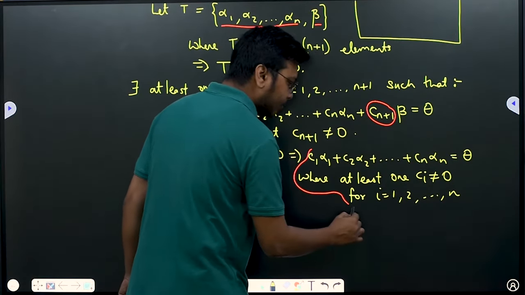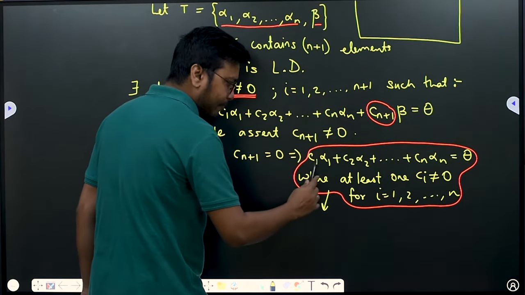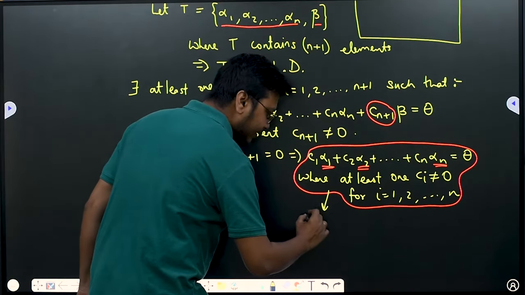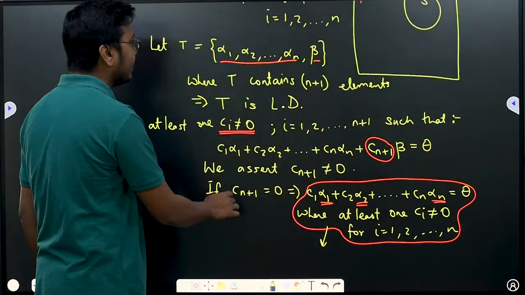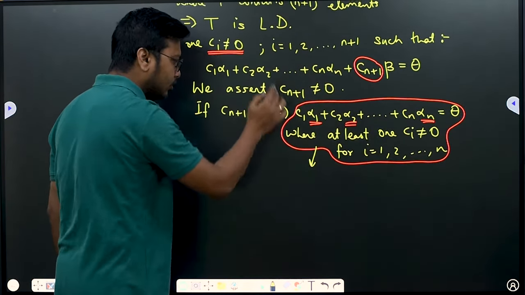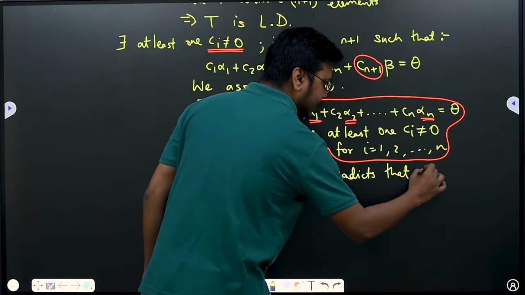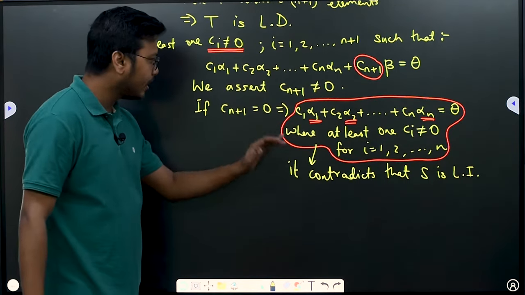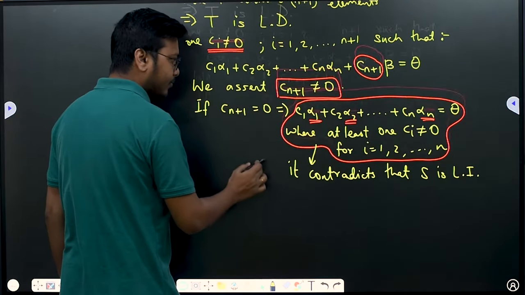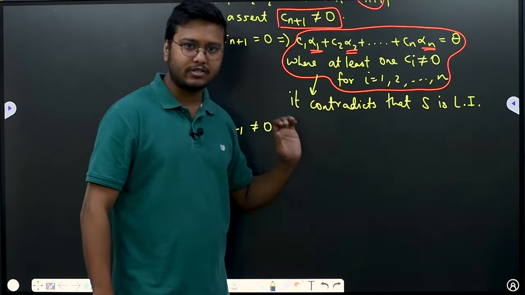But now this is a problem for our initial starting point. If this is happening, it is happening based on the elements alpha 1, alpha 2 to alpha n, which are the elements of the S set, and this implies that the S set is linearly dependent. So this is a contradiction, since I have already taken that my S set is linearly independent. So it contradicts that S is linearly independent. So we have got a contradiction, which means my assertion was correct. I had asserted that Cn plus 1 is non-zero. Therefore Cn plus 1 is not equal to 0, because if Cn plus 1 becomes 0, a contradiction happens.